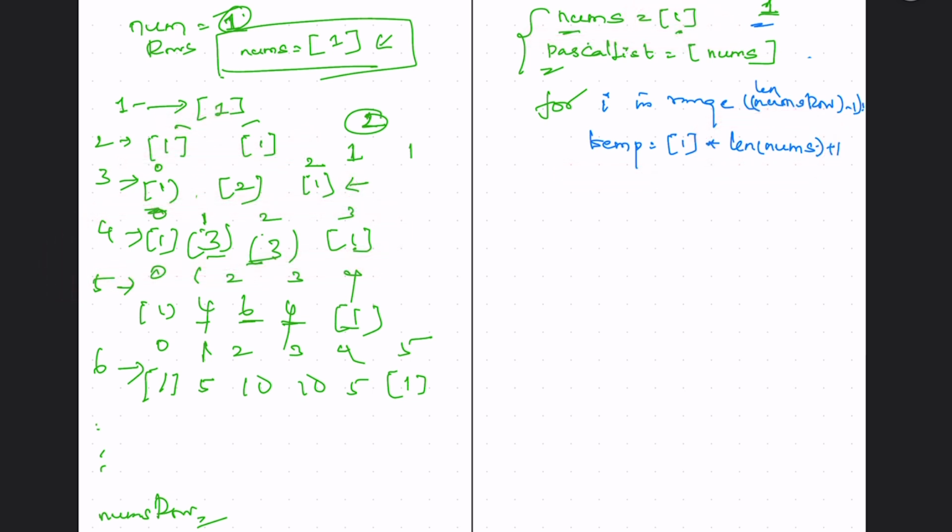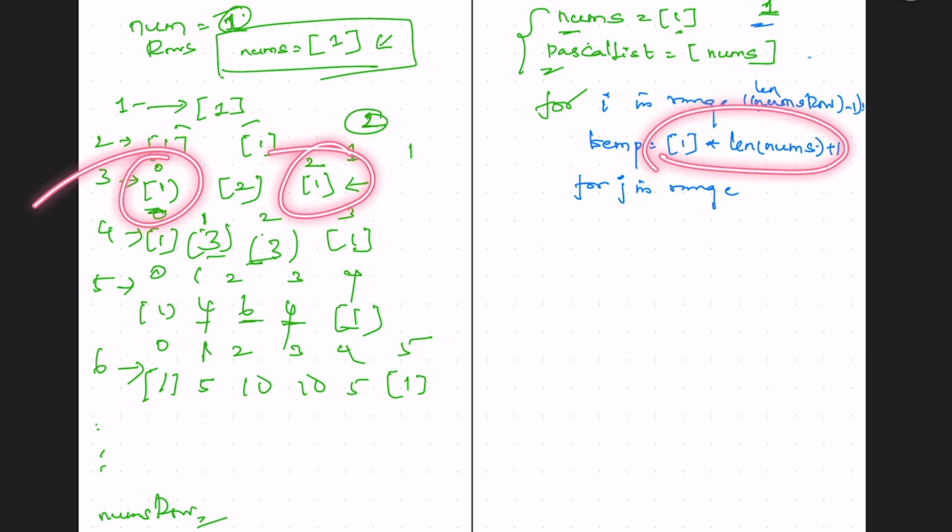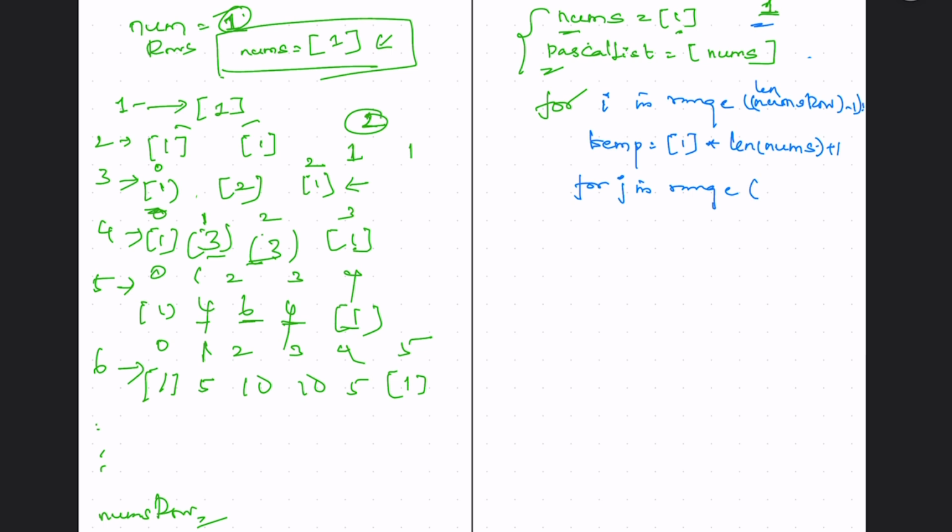Got it? So now, once we assign the temp, we'll be running through for j in range. Now we always set all of these as 1, so we don't need to consider first and last. So we'll be traversing from 1 comma length of temp minus 1, which will ignore first and last. So now temp of j equals, which initially will be 1, right? You have to do nums of j minus 1 plus nums of j.